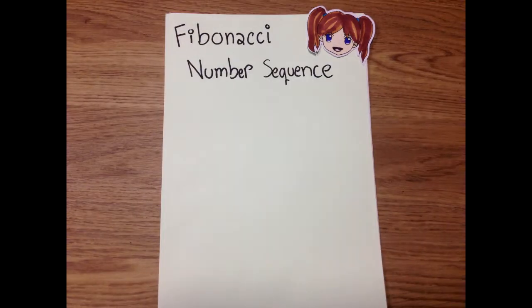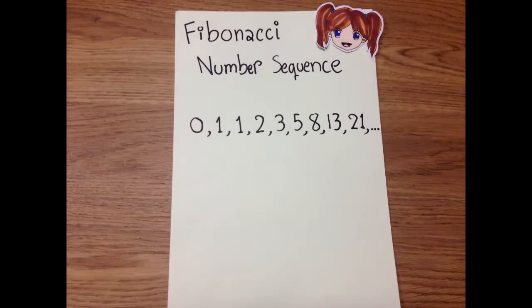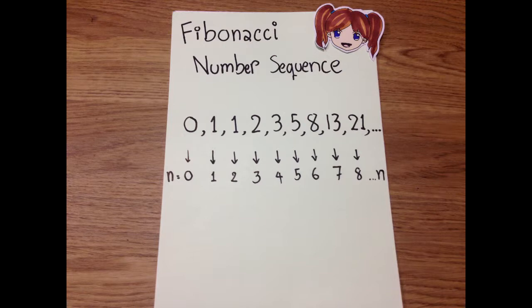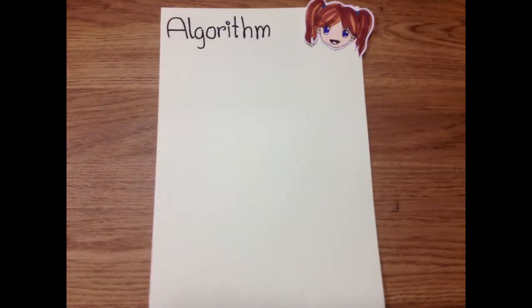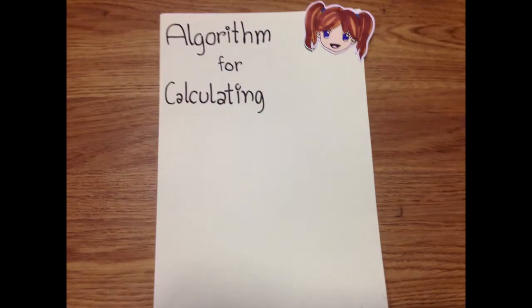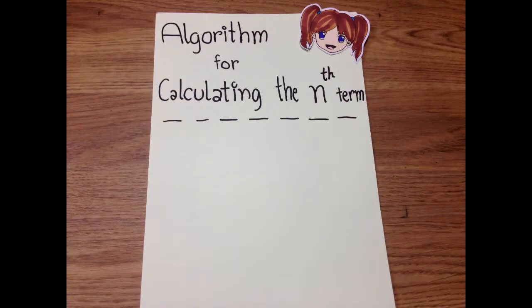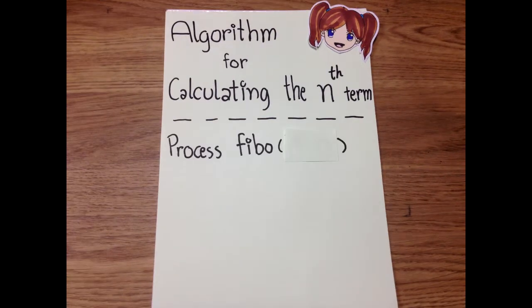Fibonacci number sequence. It starts from the 0 term until the n term. Next, I will show you the algorithm for calculating the n term. Start from the function Fibo. We get the value n.